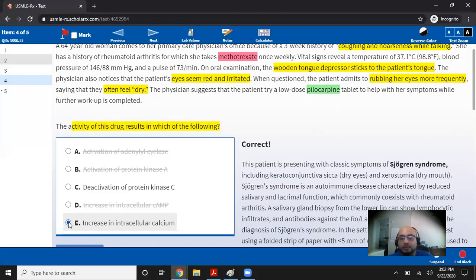In this case, it still would have been an increase in intracellular calcium because it was an activation of protein kinase C, okay? She has Sjogren's syndrome: dry eyes, dry mouth, arthropathy, okay?